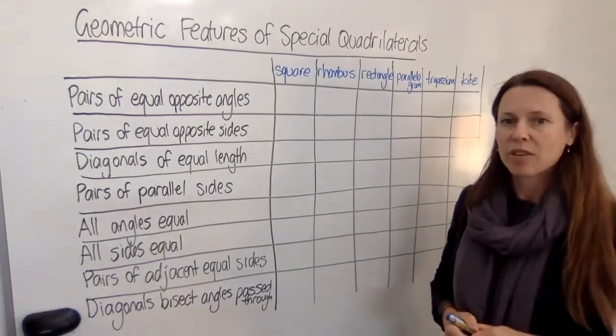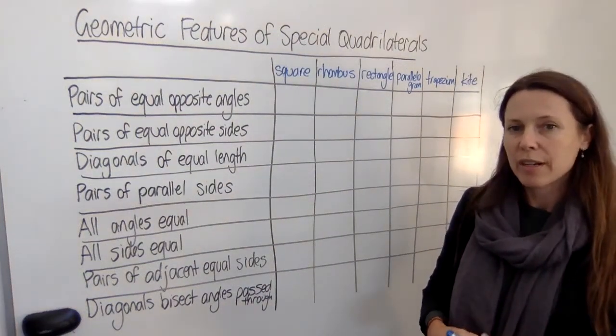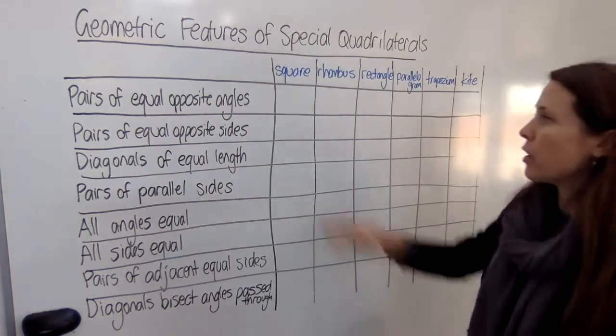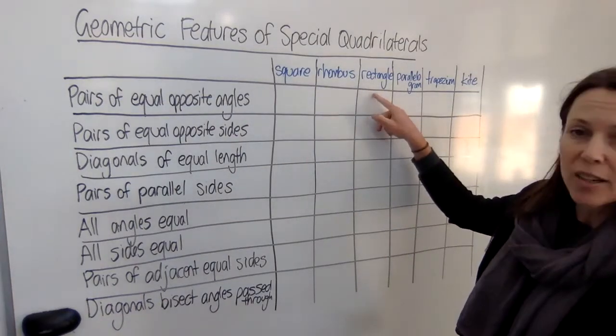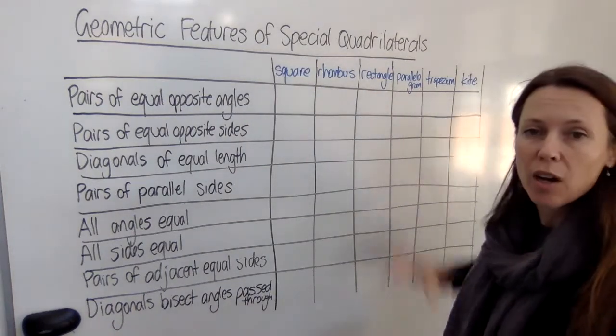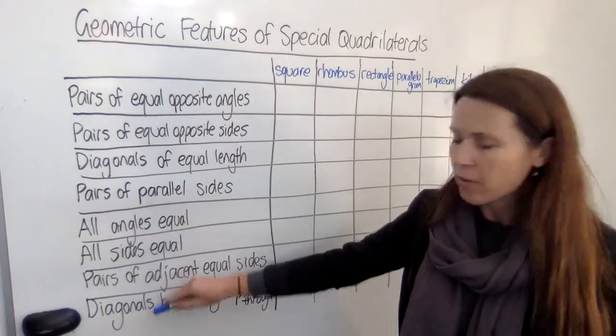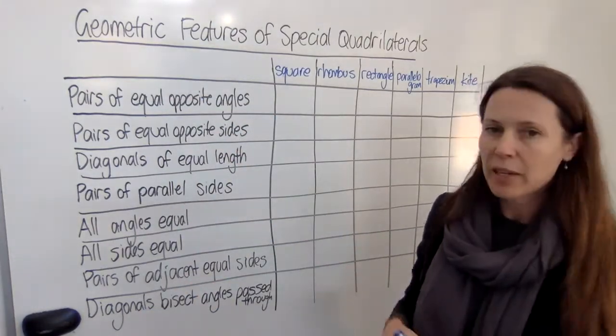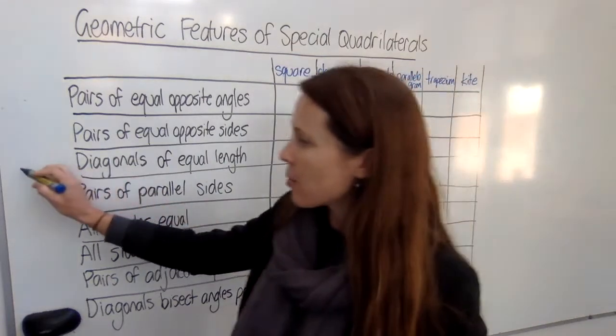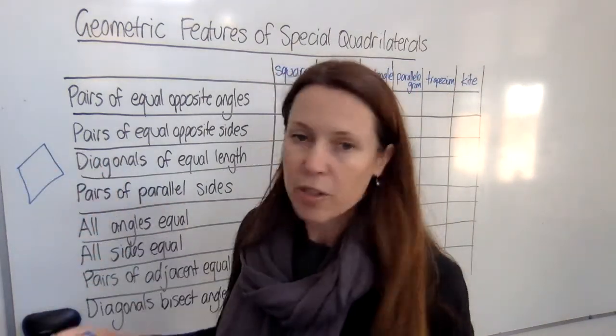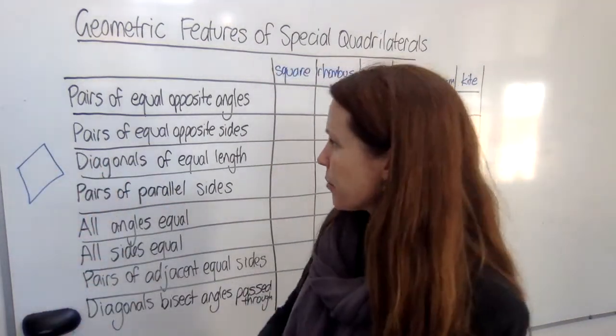Let's have a look at the geometric features of special quadrilaterals. Now, what do I mean by special? Well, a square, rhombus, rectangle, parallelogram, trapezium, or kite have special features, which I've listed here, which distinguishes them and makes them quite recognisable, as opposed to any old quadrilateral, which is just any shape that has four sides.